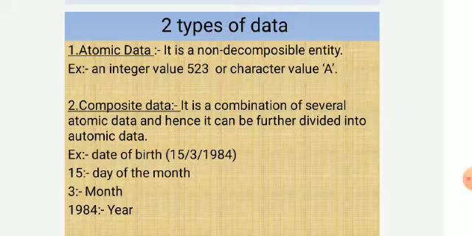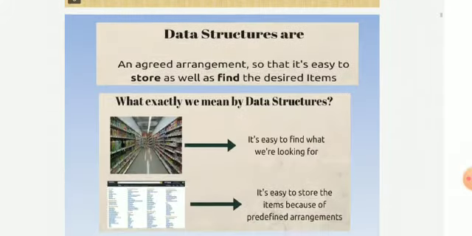So 15th March 1984. 15 is atomic data, or 15 is a non-decomposable entity. 15 represents the day of the month, 3 represents the month, so again 3 is atomic data. 1984 represents the year, so 1984 again is a non-decomposable entity. So that's why composite data is a combination of several atomic data.